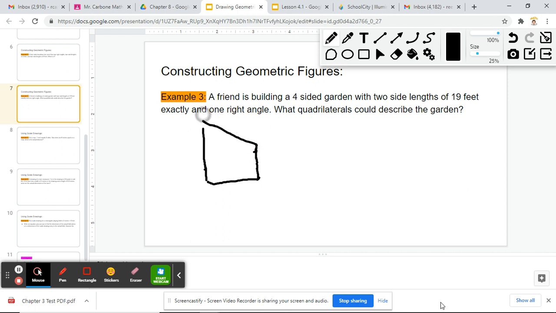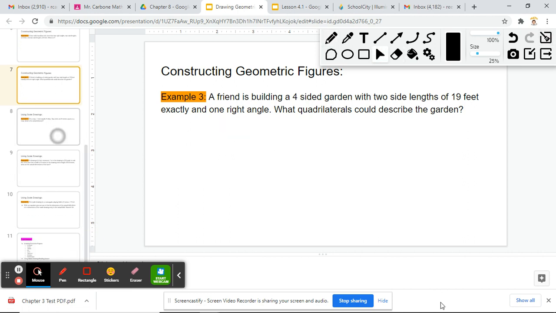Yeah, trapezoid here, right? Two side lengths of 19 feet and exactly one right angle. All right, so we got our one right angle right here. We could say that this is 19 feet up top, 19 feet right here. And then we don't know what the other two sides are here, but we don't really care because this is a trapezoid right here with one right angle, and we got two side lengths of 19. So a trapezoid was our answer here.